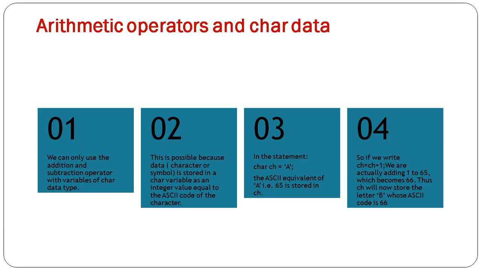Then arithmetic operators on char data. We can use only addition and subtraction with variables of char data type. This is possible because a character is a symbol that is stored as an integer value, which is the ASCII code of that character. For capital A it is 65. Similarly for small a it is 97, and so on. When we perform arithmetic or addition on those characters, the evaluation will be done based on the ASCII code. That is, addition takes place.